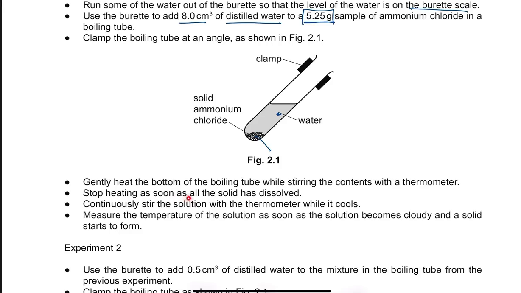And stop heating as soon as the solid has dissolved. Obviously, then you will find the solubility. Once the solid dissolves, you continuously stir the solution with a thermometer while it cools. Measure the temperature of the solution as soon as the solution becomes cloudy and a solid appears. It basically uses the concept of a saturated solution, or the point of crystallization. When you heat it up, the solid dissolves, and then you let it cool down, so crystallization takes place.